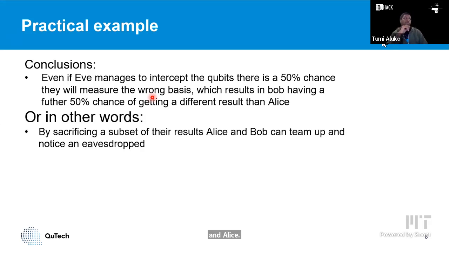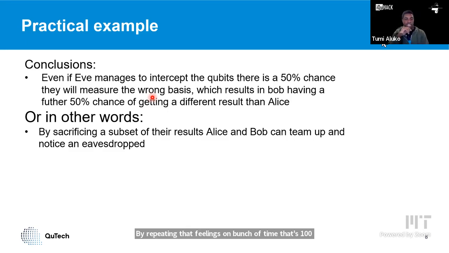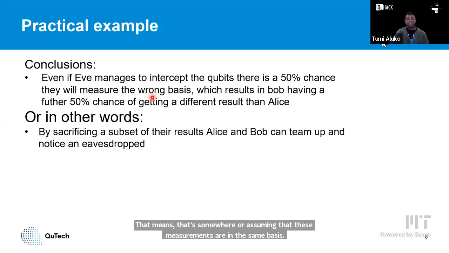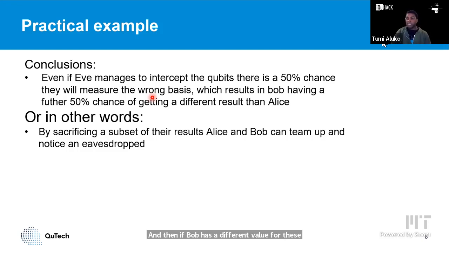So by repeating this experiment a bunch of times, let's say 100 times, we could now use a subset of these results, just sacrifice them, by having Alice tell Bob that for measurements 40, 50, and 60, she got the value 1. If Bob has a different value for these measurements, assuming that they are in the same basis, it means that somewhere something changed the states, and there's probably an eavesdropper that has managed to get their hands on the qubits.